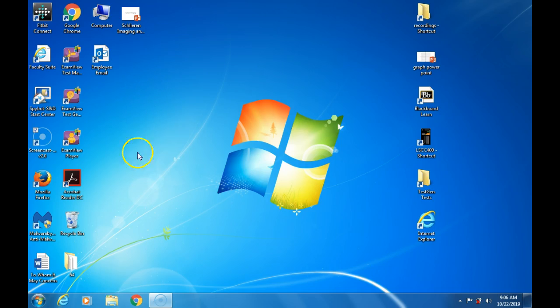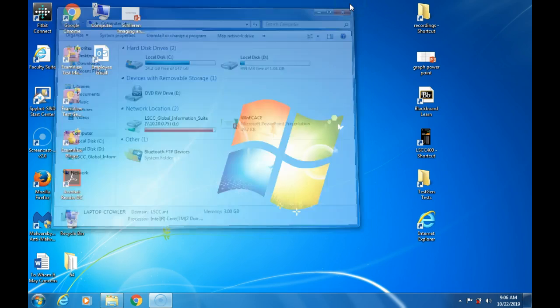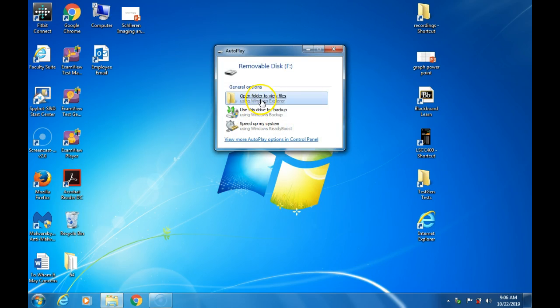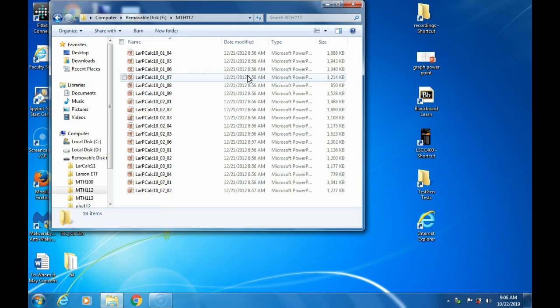And where in the world did my... Sometimes it forgets it has a flash drive in it. It has forgotten. There. I have a suspicion what goes on there, but I don't know for sure.